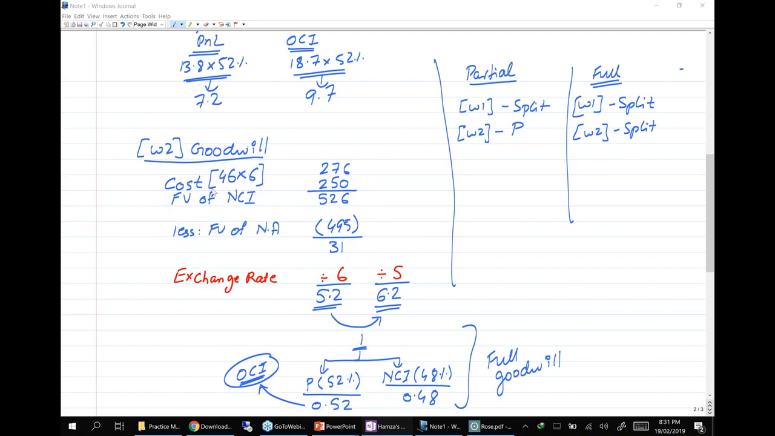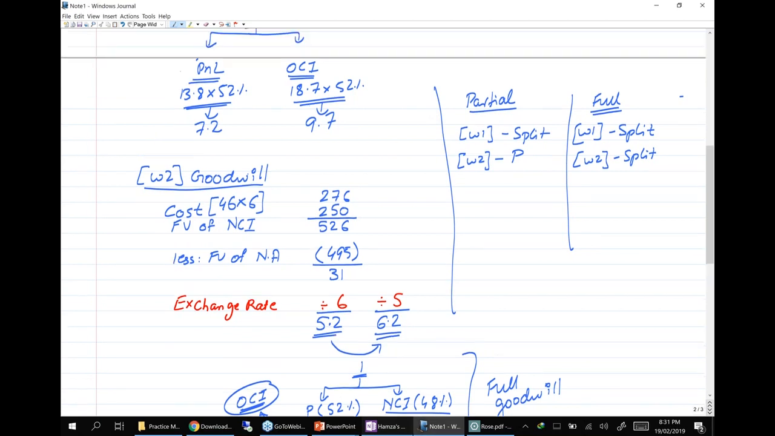Clear, Meera? Clear, Harsh? Harsh says okay, thank you. Welcome, Harsh. And Meera is also okay. So now we are going towards working number three. Clear to Simran as well.